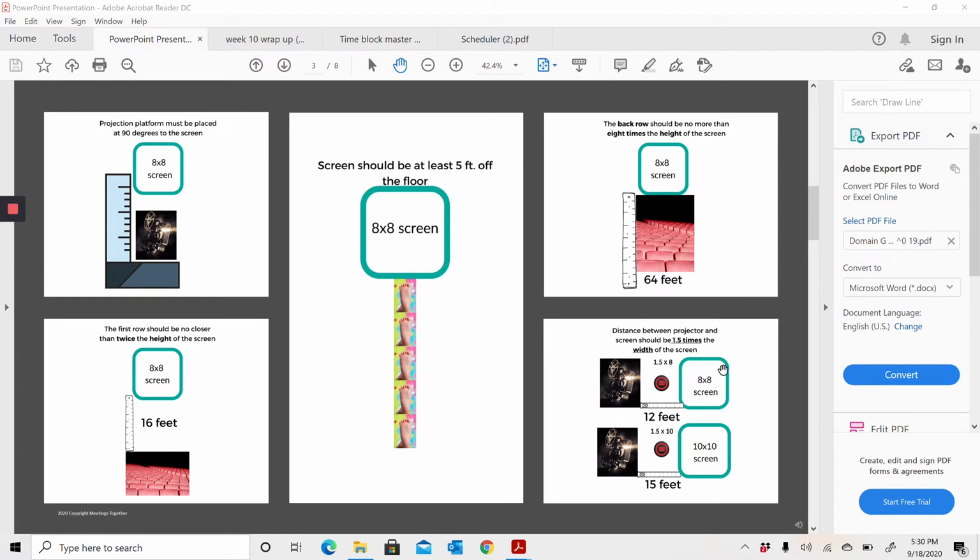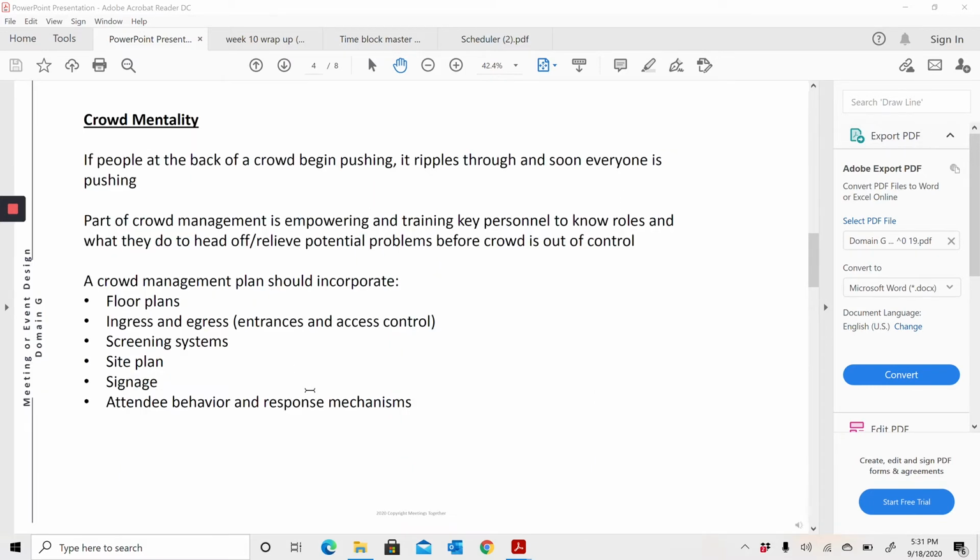And then the distance between the projector and the screen should be 1.5 times the width of the screen. Okay, so 1.5, again with the 8x8 screen, you would take 1.5 times 8, and then if you have a 10 by 10 screen, 1.5 times 10. You want to know all these, because you're going to get asked some questions on how many feet in should your first row be, and they'll give you the size screen, and you want to make sure you know that. So make sure that you remember those.